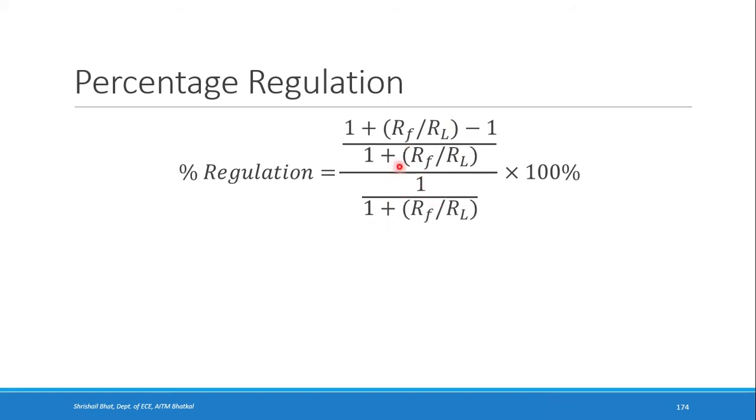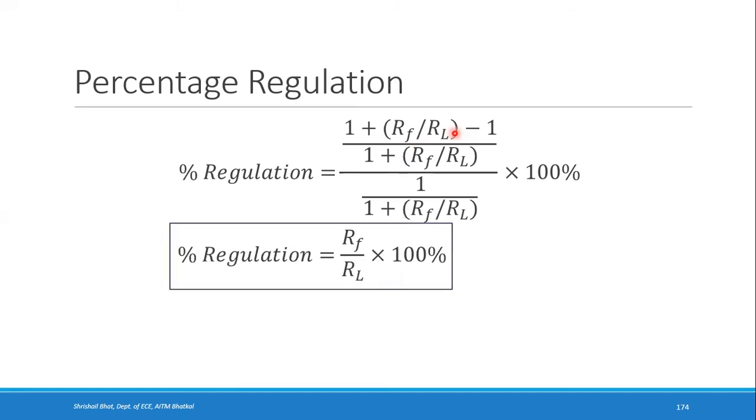In both numerator and denominator, the denominators are 1 plus Rf by Rl. They get cancelled. And what remains? 1 minus 1 get cancelled, and only Rf by Rl will remain. So percentage regulation is again the same. That is Rf by Rl into 100%.